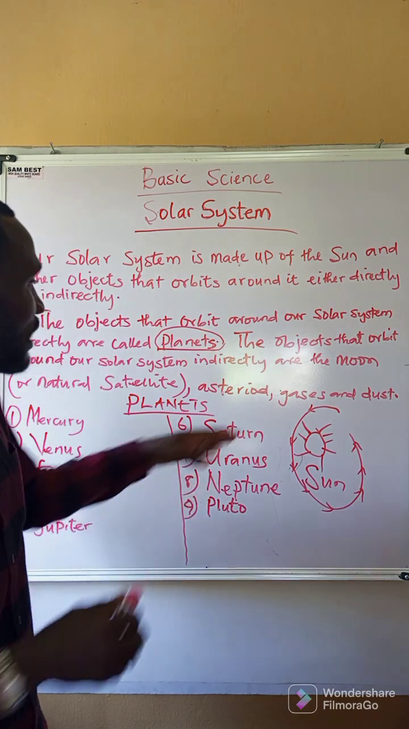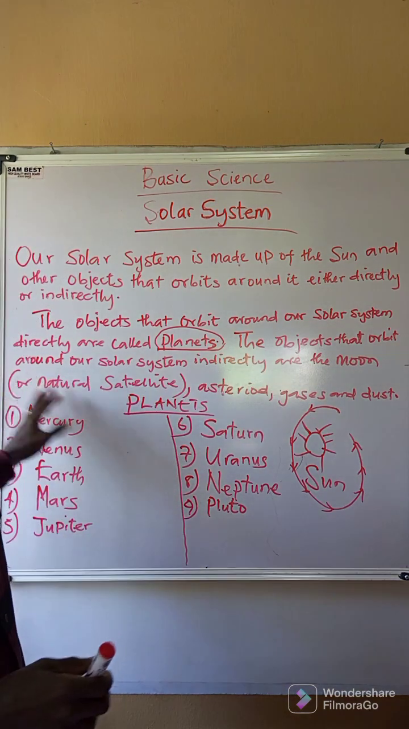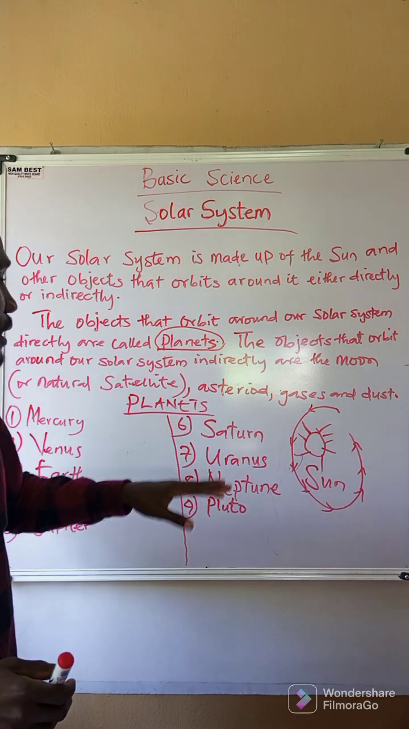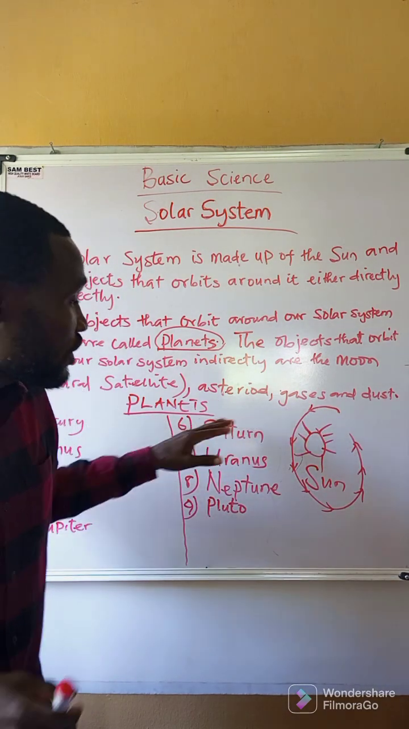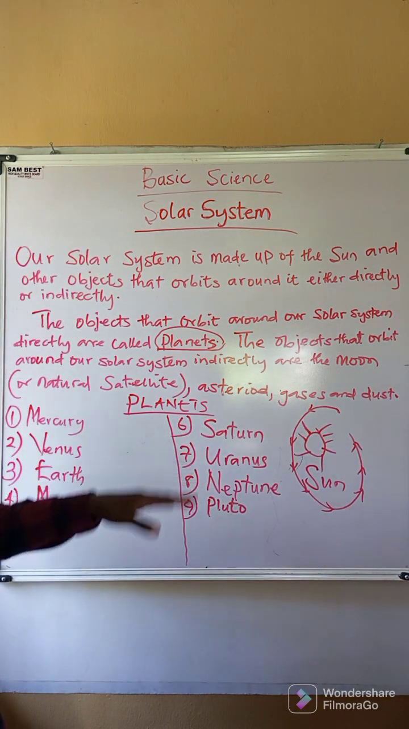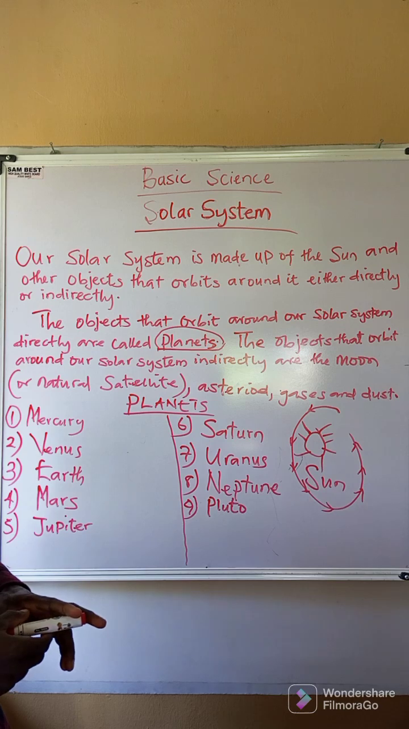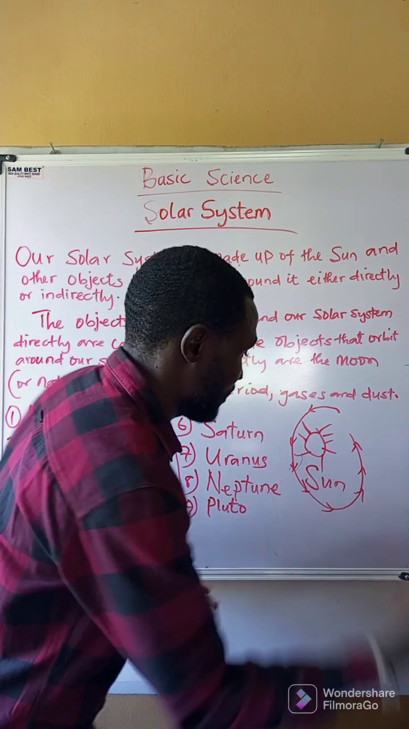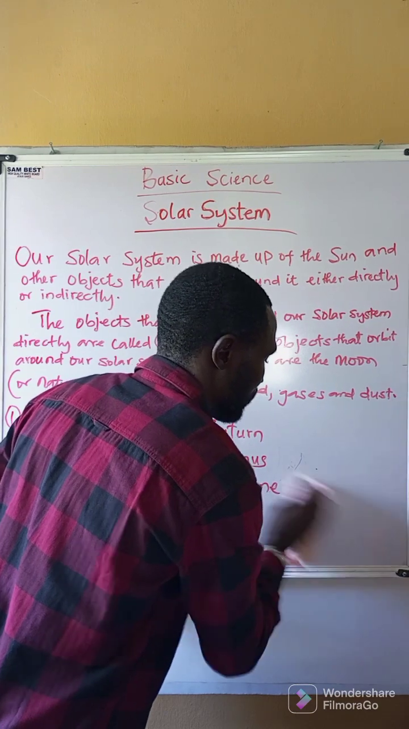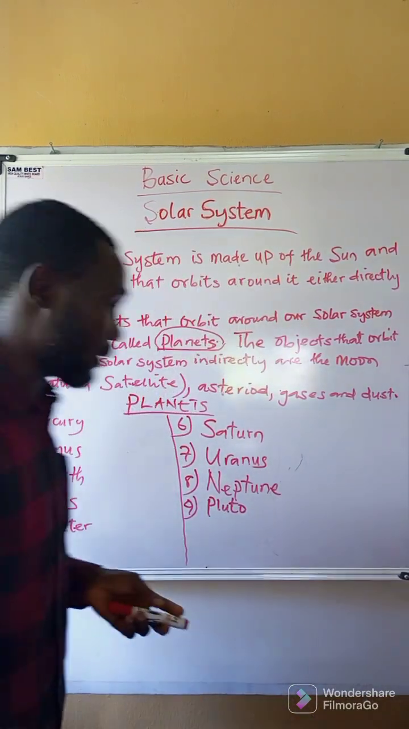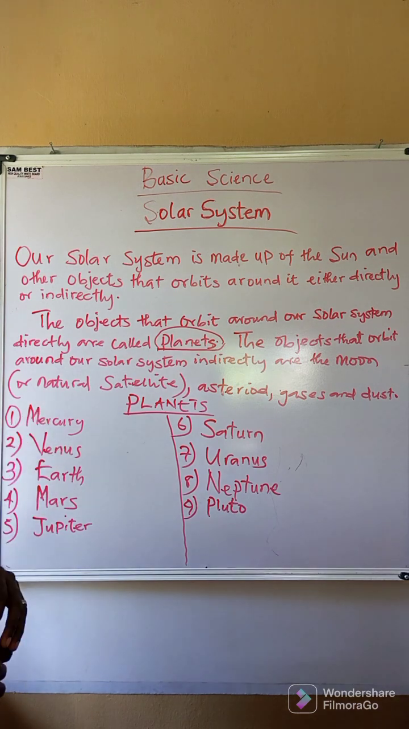Then the other ones, like I mentioned, the moon is quite distant. The moon, we have the asteroids, we have the gases, and the dust. So all these ones, they orbit around the sun indirectly. Do we understand? Are we following? If you don't, please ask me. So the word orbit shouldn't confuse you. Okay? So these are the 9 planets.